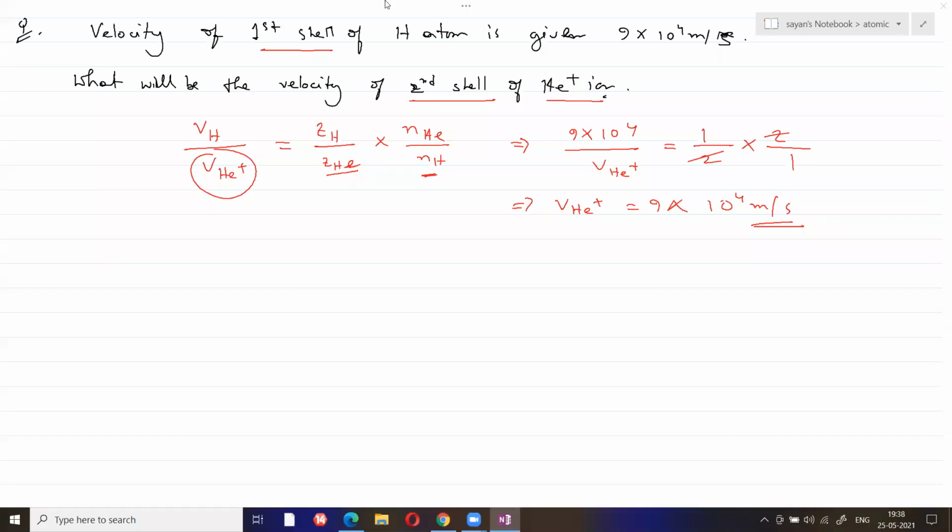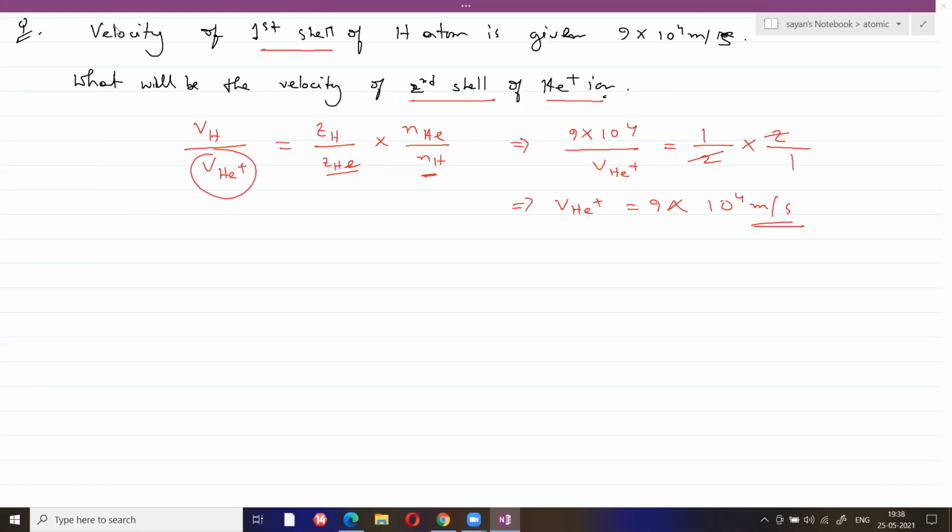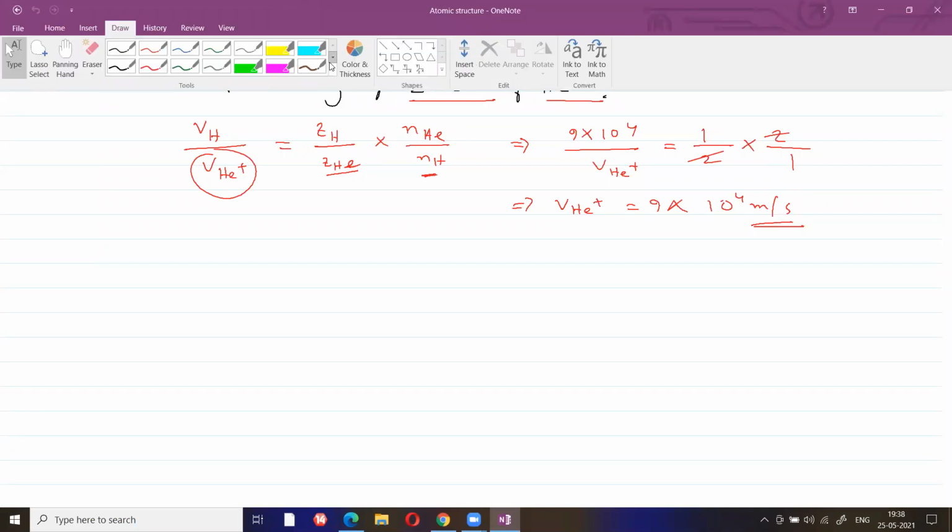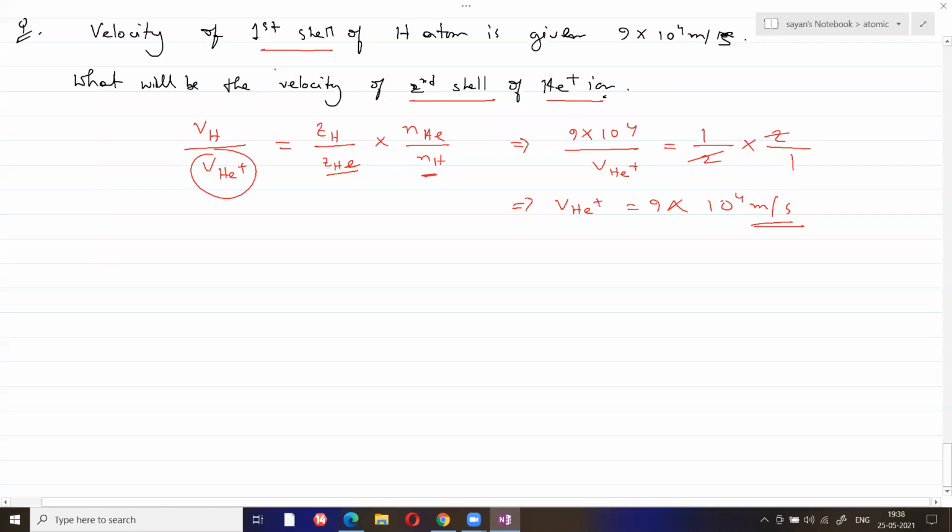Okay, let's start. Last class I completed Bohr's theory: how to calculate the radius, how to identify the Bohr's radius, and how to identify the velocity of electron in a particular shell or orbit. Today I will discuss the time period of electron in the nth Bohr orbit, the frequency, and then the energy. These three parts I will explain today.